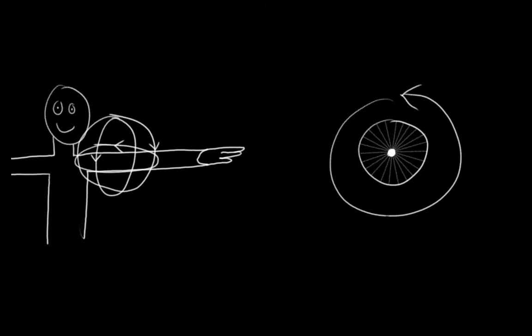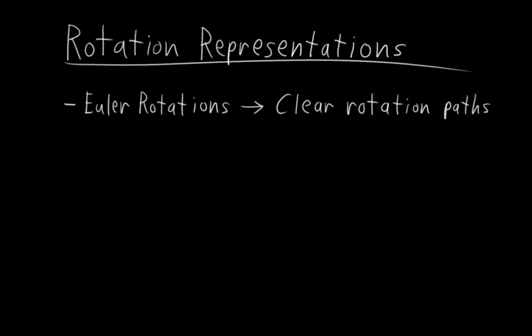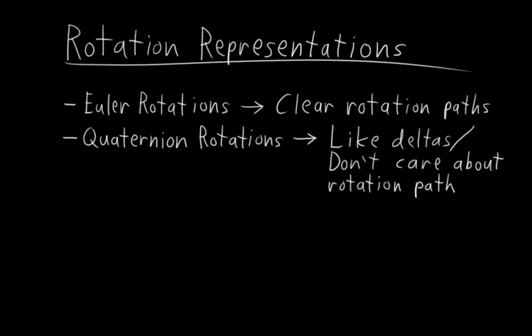All of this weird theoretical stuff also strongly influences what rotation representation we choose for different rig controls. Some rotation representations, like Euler rotations, have very clear rotation paths. Other rotation representations, like quaternions, are much more like rotation deltas and don't care about the rotation path. And these differences between rotation representations will inform which rotation representation we choose for each control.